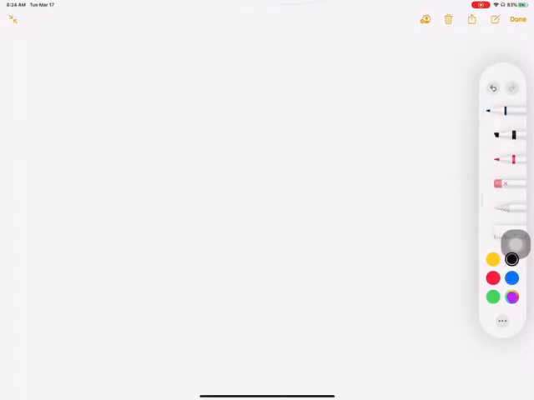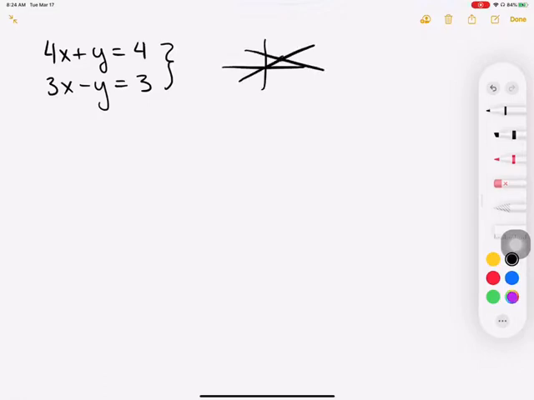Okay, so the first example that I'm going to try to solve step by step is going to be the first system of equations that comes in the PowerPoint that you guys have access to. That's 4x plus y equals 4, and 3x minus y equals 3. So those are two equations. That means that there's a graph, a line associated with each one of those, and we're going to try to find what is this point where those two graphs meet. This is going to be the solution.